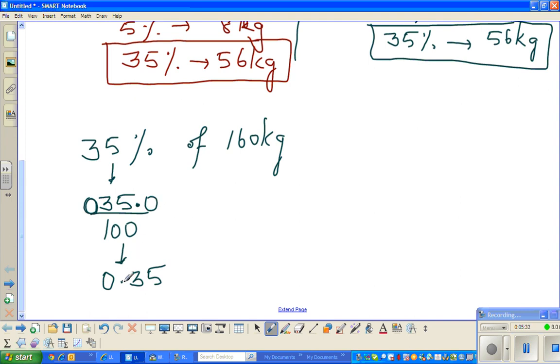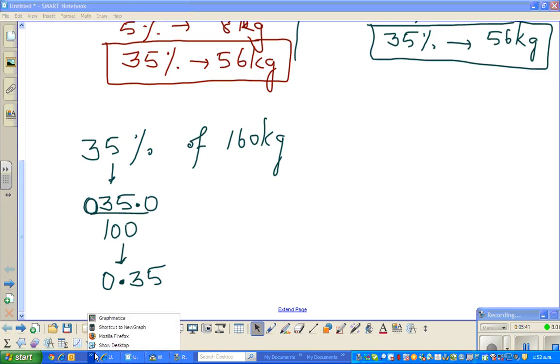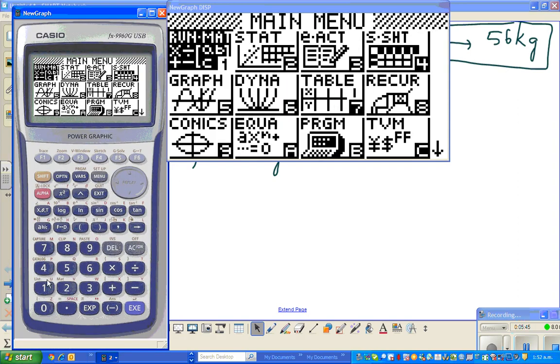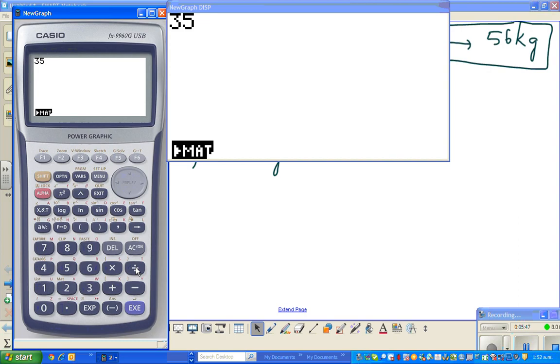So that's how you can explain this in different ways, but this is, I believe, an efficient way of understanding. Or you can use a calculator. Let me go to calculator, menu, run. So 35 divided by 100 is 0.35.